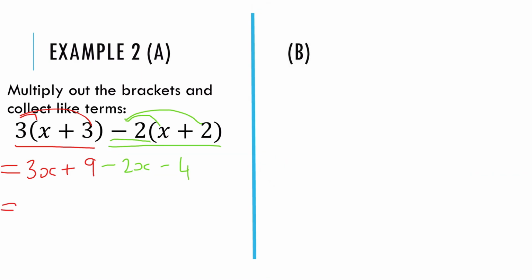Let's tidy up the terms. I've got 3x take away 2x, which leaves me with 1x. But remember, we would just write that as x. We can see there's 1x there. Positive 9 take away 4. 9 take away 4 is positive 5.